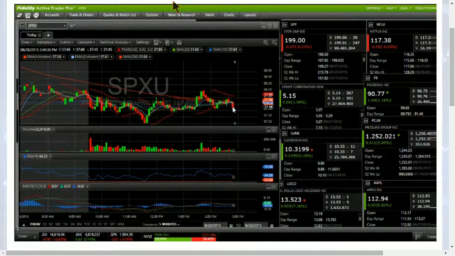SPXU is getting rejected from the 200 period moving average resistance. That level is 37.68. If we see a break of this low of 37.40, it will be bearish. We're coming down to test it right now. After 37.40, we've got the lows back here of 37.31, and then the low of the day of 36.97.